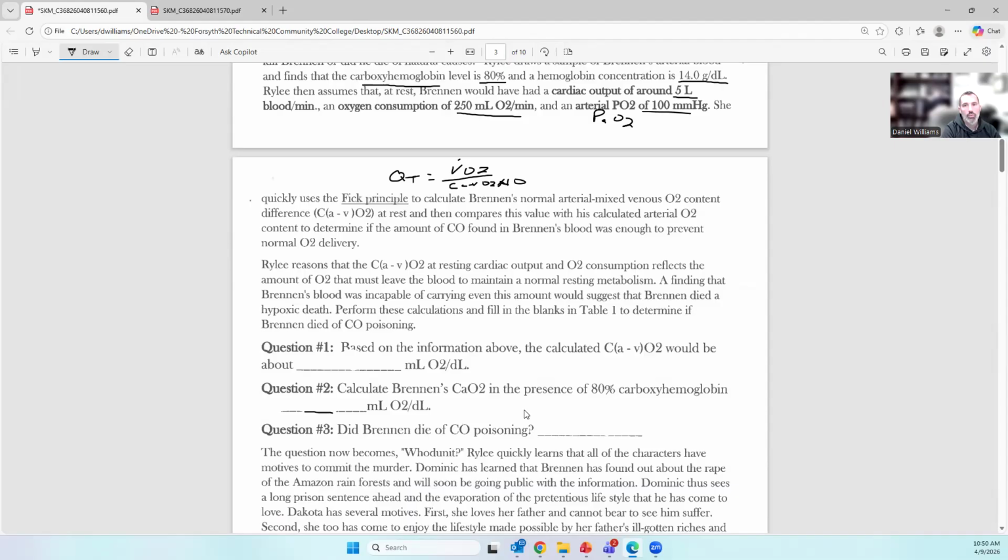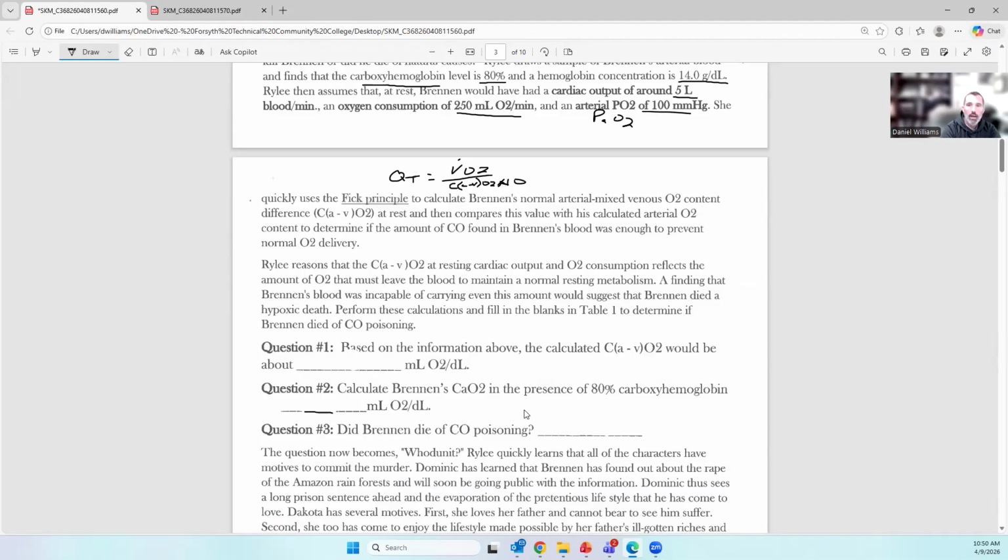Multiplied by 10, and this will be CaVO2 in parentheses. So by understanding the Fick principle, we can manipulate this formula, because are we given an oxygen consumption, or a VO2? Yes, we are. Are we given a cardiac output? Yes, we are. We're not given the AVO2 difference. So if you have two known variables, you can switch this formula around to figure out what you need to.